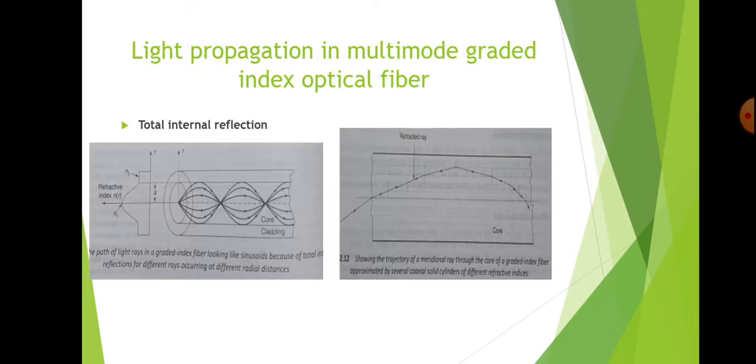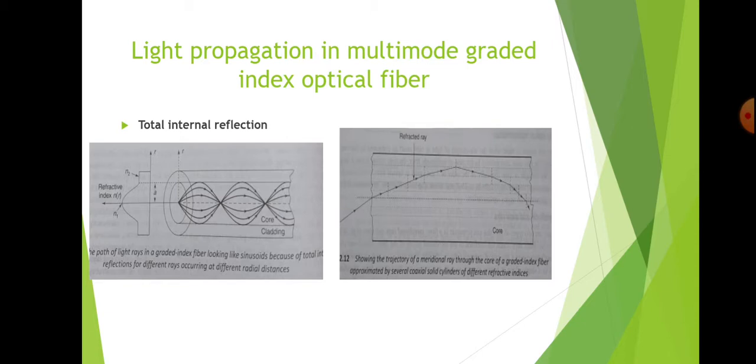and next is the light propagation in multimode graded index optical fiber. Okay, we know that in the case of a single optical fiber, what is an optical fiber? Optical fiber is a dielectric waveguide, and consists of a core and cladding, and also there are other protective covers, and we are interested only in core and cladding.